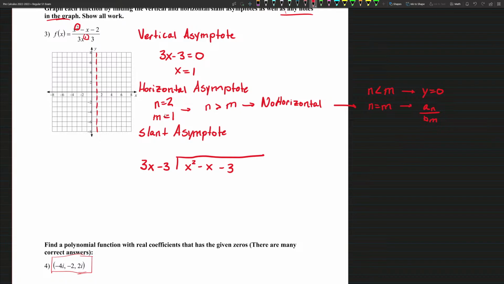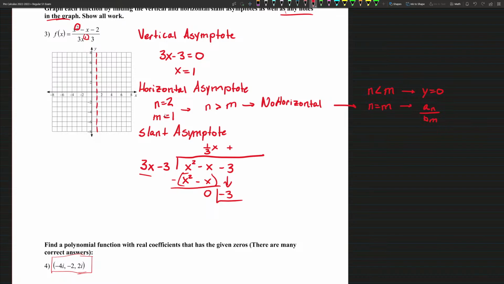So then we do this long division. How many times does 3x go into x squared? So what times 3x gives us x squared? That's 1/3 x. 1/3 x times 3x gives us x squared. 1/3 x times -3 gives us negative x. We subtract those things, we're left with 0. We bring down the -3. That's a remainder.